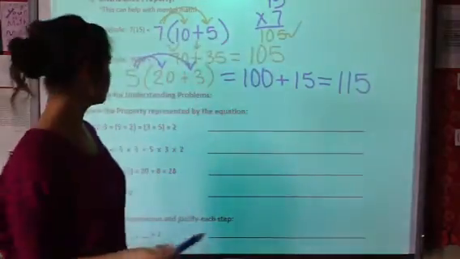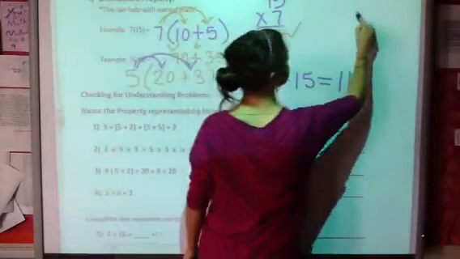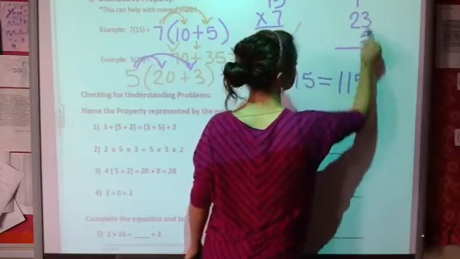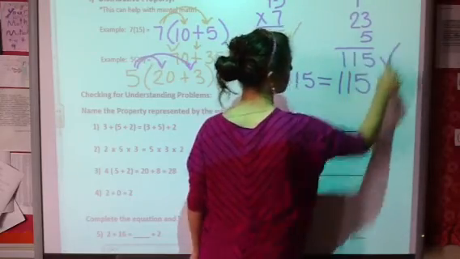Now I can check it. 5 times 23. Here's 23 times 5. 5 times 3 is 15. 5 times 2 is 10, plus 1 is 115. So that's a check.